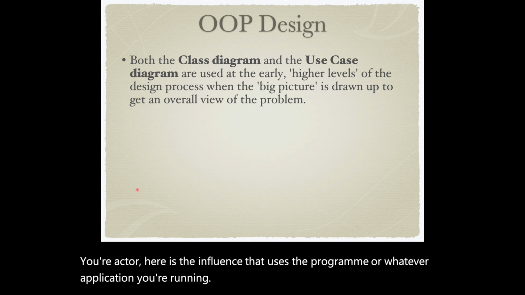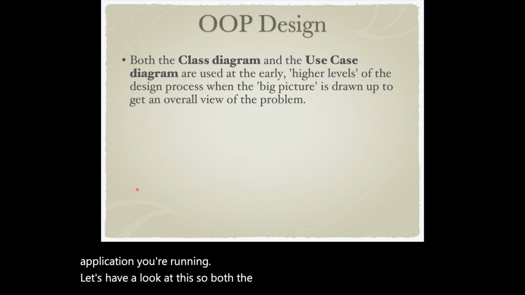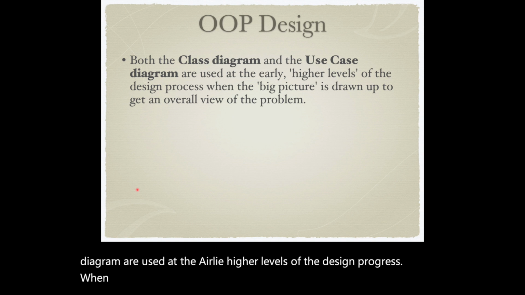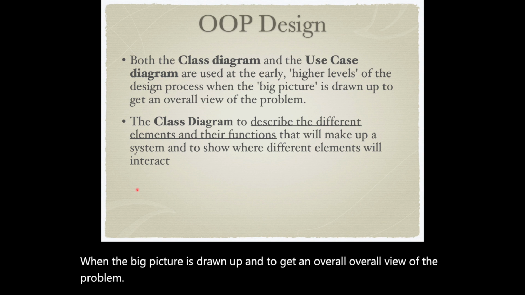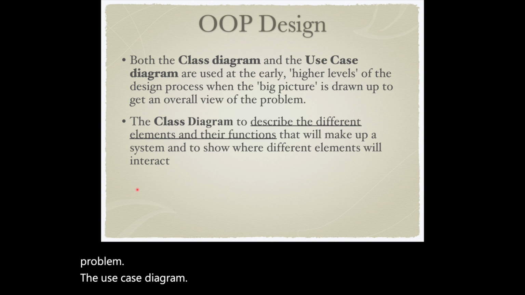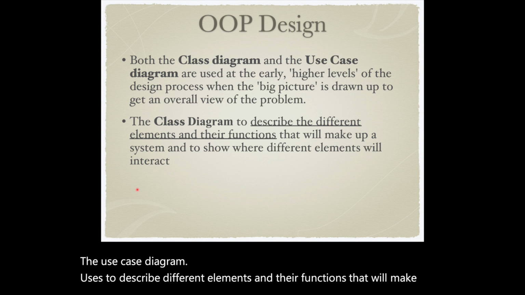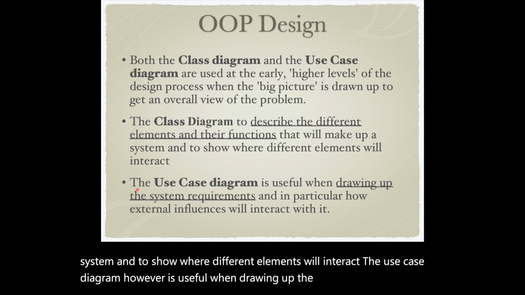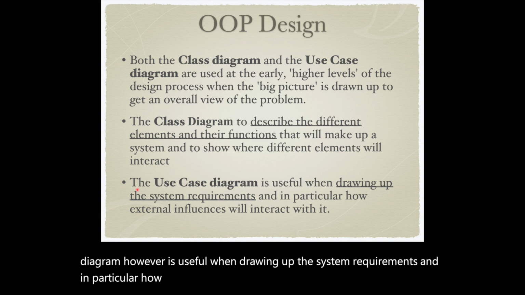Let's have a look at this. Both the class diagram and the use case diagram are used at the early, higher levels of the design process, when the big picture is drawn up and to get an overall view of the problem. The class diagram is used to describe different elements and their functions that will make up a system and to show where different elements will interact. The use case diagram, however, is useful when drawing up the system requirements, and in particular how external influences will interact with it. These are the actors.